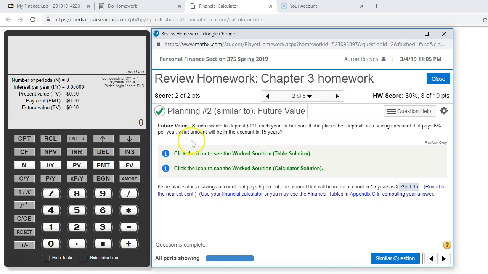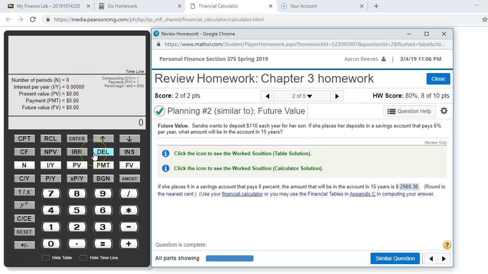In this case, it says what amount will be in the account in 15 years. Therefore, we're trying to find out the future value. So for each problem, they're going to give you certain information to plug in to find the missing value. In this case, the missing value is going to be future value. Let's begin with the number of periods. She's going to invest for 15 years.